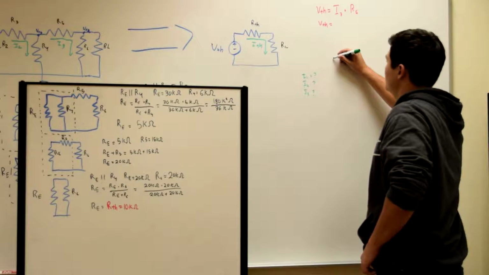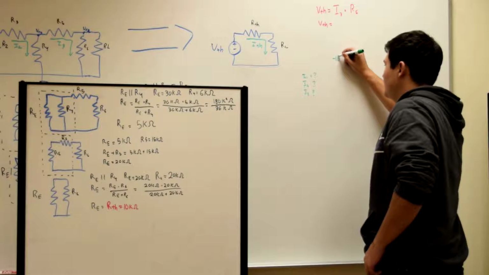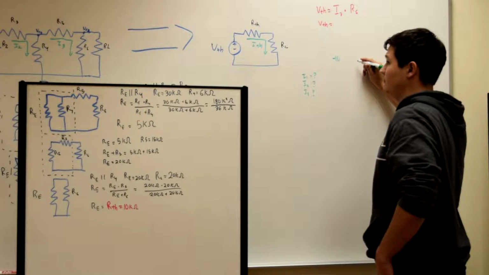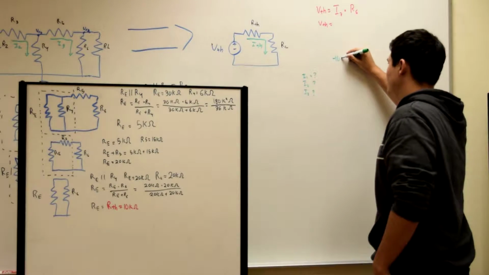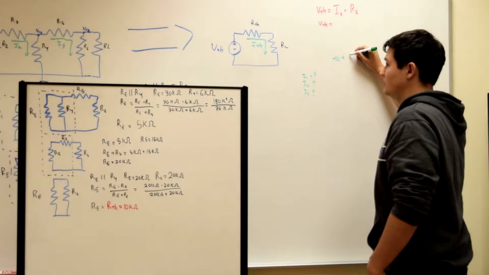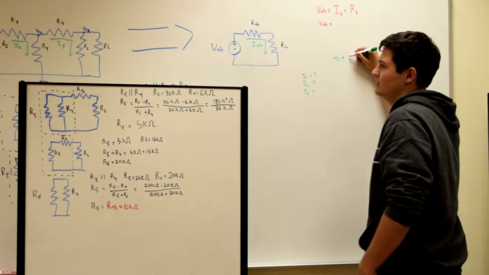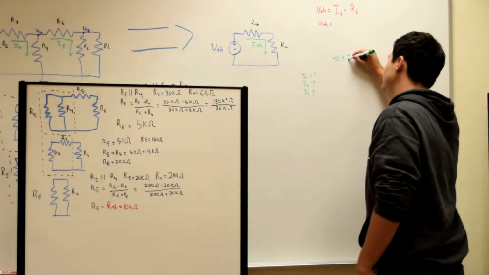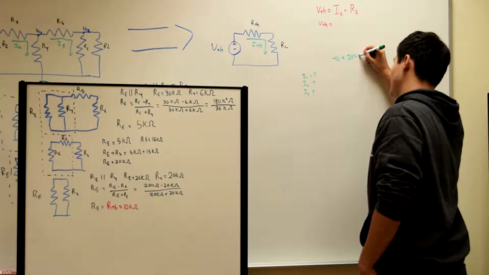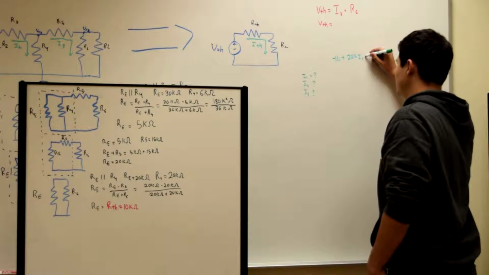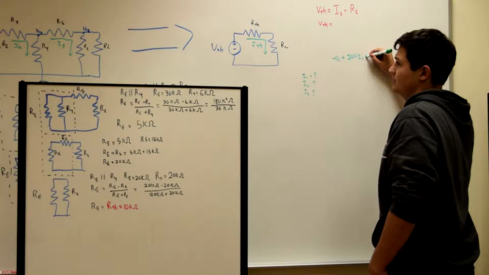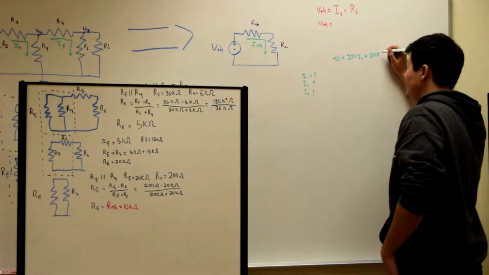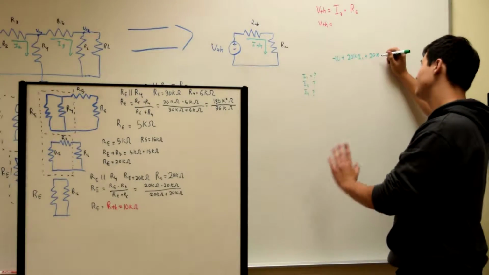Okay. So we have -10, because that's the way our current is flowing into that voltage source. Plus, it's going to hit the positive side of that resistor first. So it's going to be plus 20K I1 plus 20K. And when I say K, I'm referring to the values of the resistors.